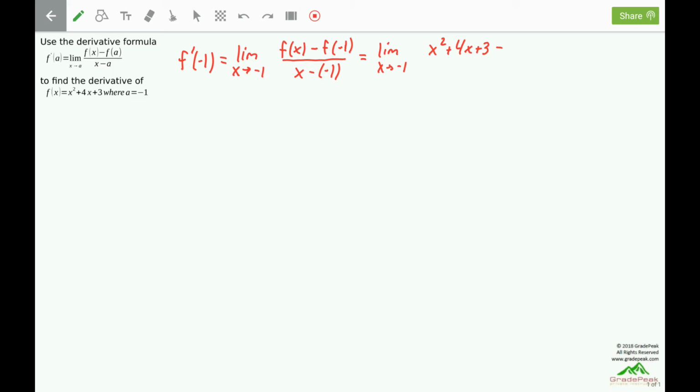That means to plug a negative 1 in for every x. So we'll have negative 1 squared plus 4 times negative 1 plus 3. Make sure to subtract that entire quantity, and then all of this is over x minus negative 1, which is x plus 1. This will be the 0 over 0 indeterminate form, and will continue to be until you can factor the numerator to get an x plus 1 factor to cancel with the x plus 1 factor in the denominator.